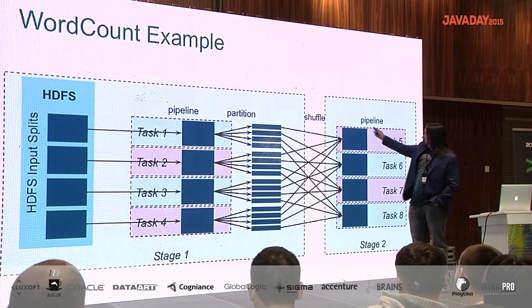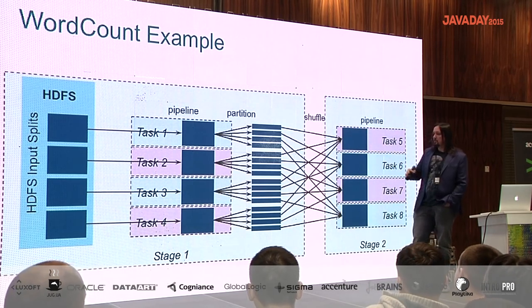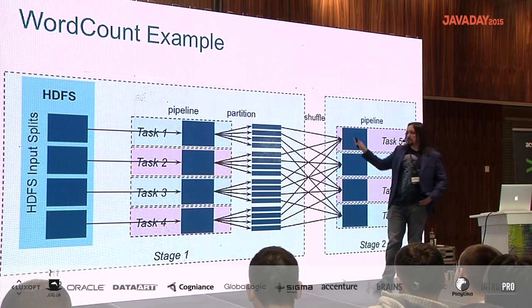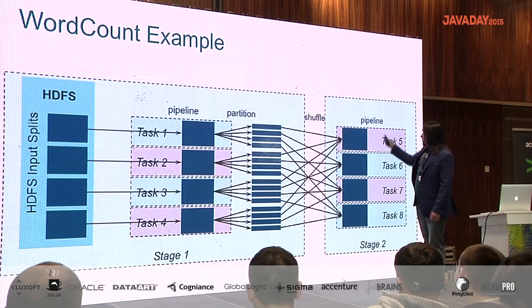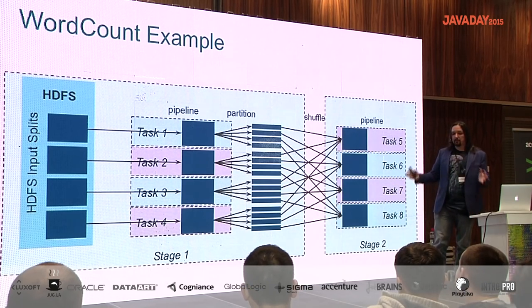We transfer it to the... Usually we call them mappers and reducers, because it's very similar to MapReduce. So mappers transfer data to the reducers. And reducers, again, pipeline and execute the final transformation.